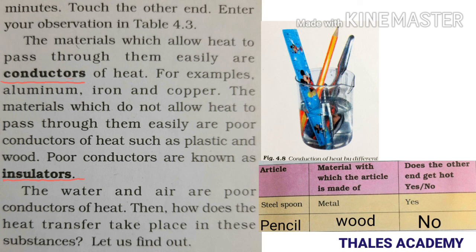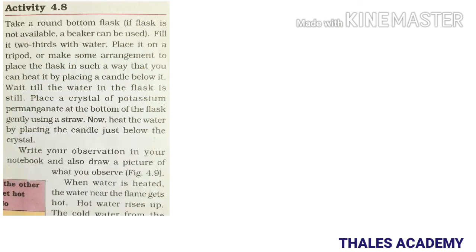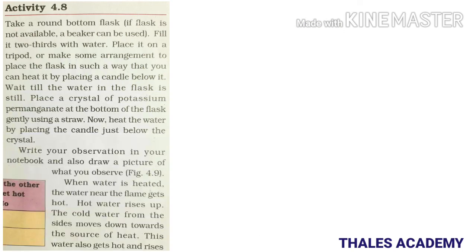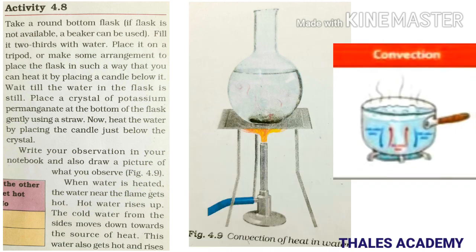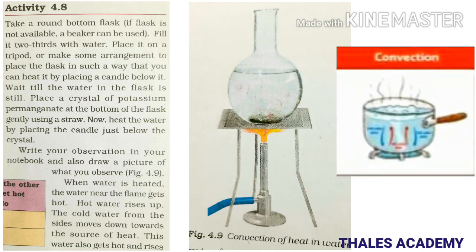Then, how does the heat transfer take place in these substances? Let us find out. Take a round bottom flask or beaker. Fill it 2/3 with water. Place it on a tripod or make some arrangement to place the flask in such a way that you can heat it by placing a candle below it, as shown in the figure. Wait till the water in the flask is still. Place a crystal of potassium permanganate at the bottom of the flask, gently using a straw. Now heat the water by placing the candle just below the crystal.